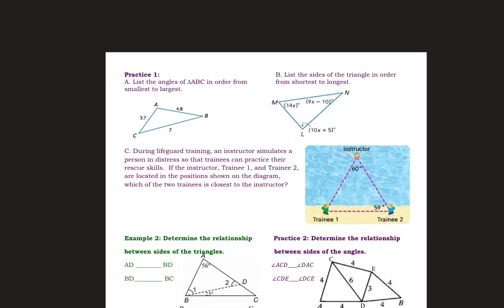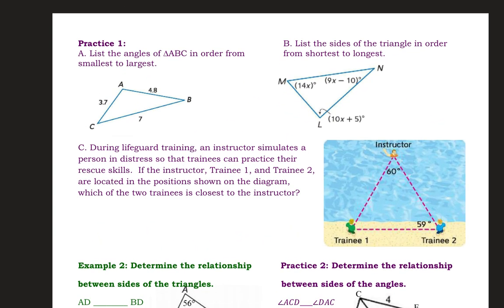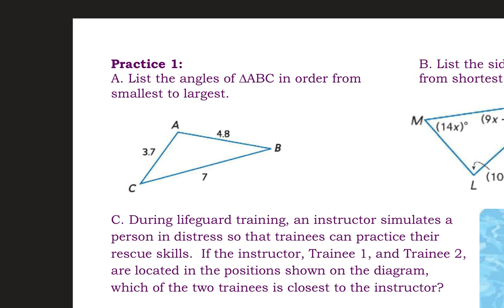Let me go ahead and have you guys try these three real quick. So if y'all can try A, B, and C real quick. A, B, and then C down here, the word problem. Looking at the first one, it says list the angles of triangle ABC in order from smallest to largest. Cole, what was your smallest angle?